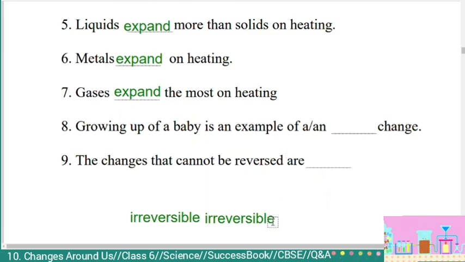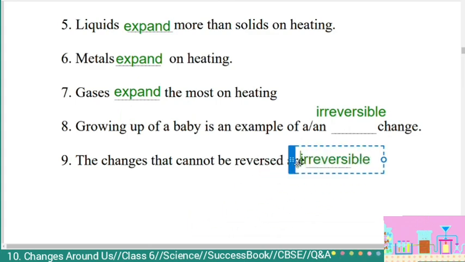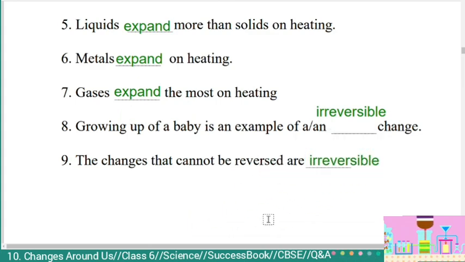Eighth one, growing up of a baby is an example of a dash change. Growing up of a baby is an example of irreversible change. Ninth one, the changes that cannot be reversed are dash. The changes that cannot be reversed are irreversible.